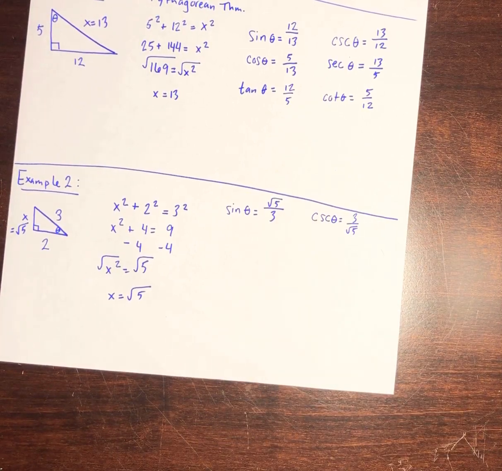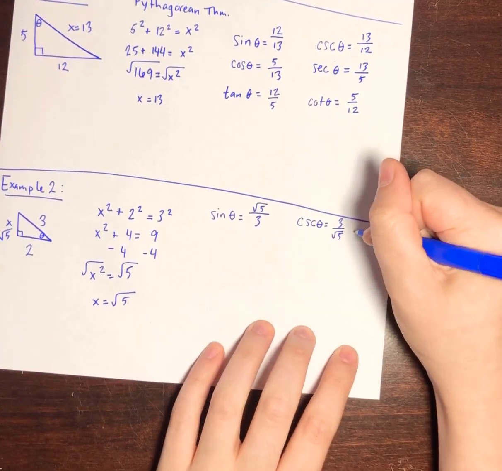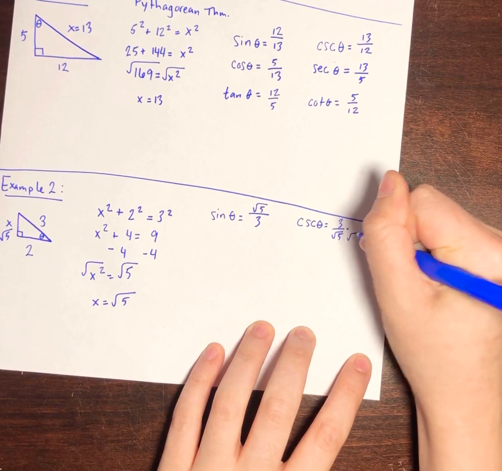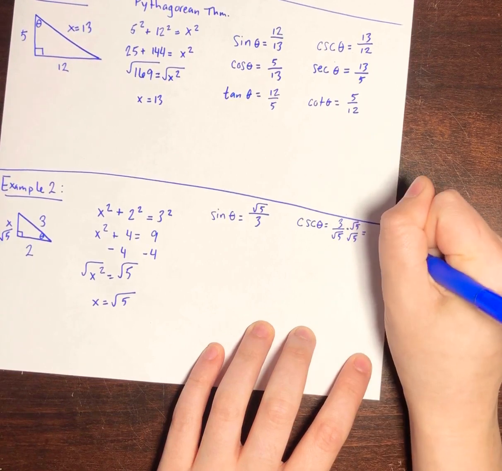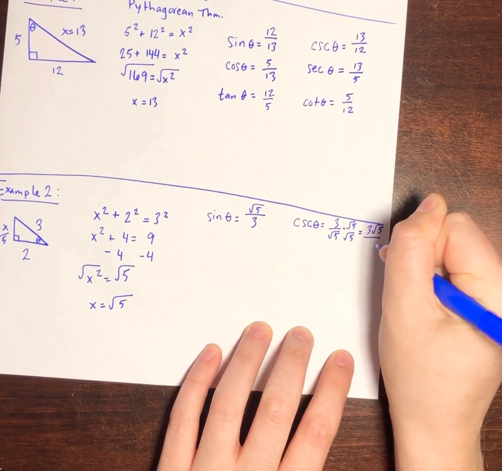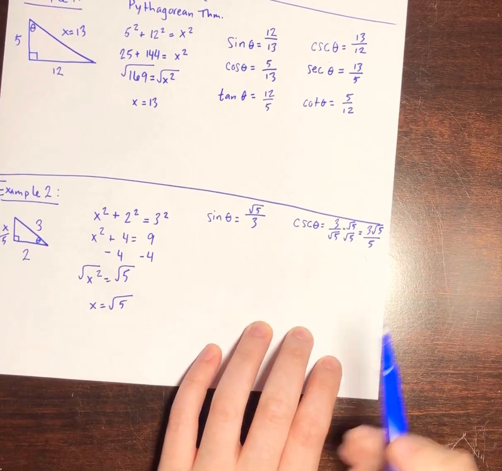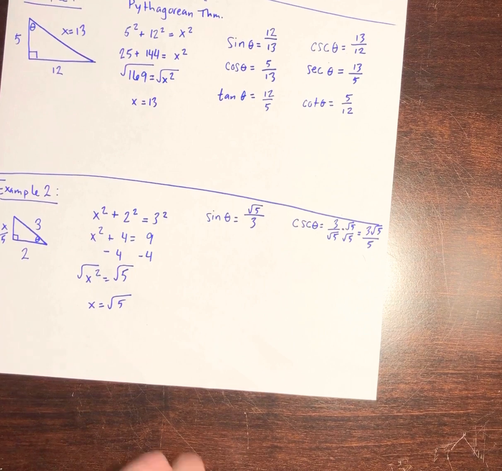And now this one, we've got our radical on the bottom. So we're gonna have to rationalize it. And just like in the last video, to rationalize a radical that's in the denominator of your fraction, you're just gonna multiply the top and the bottom by that radical. So here, our cosecant will be 3 radical 5 over regular 5. Because whenever you multiply a radical by itself, it cancels the radical out and you're just left with the number underneath. So there's our sine and cosecant. We've got radical 5 over 3 and 3 radical 5 over 5.